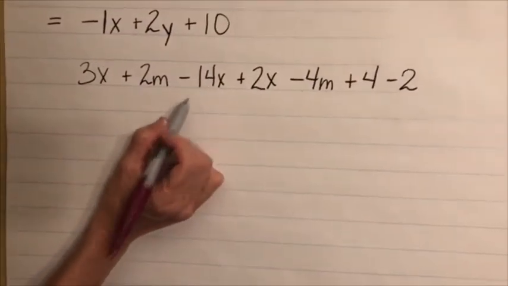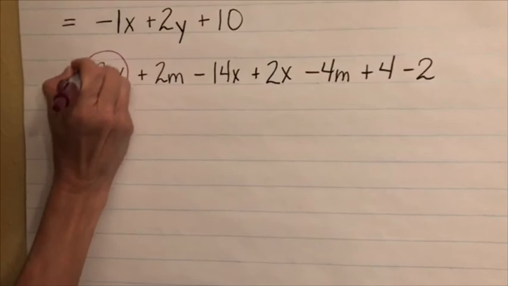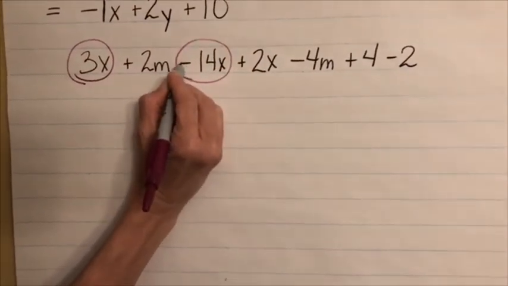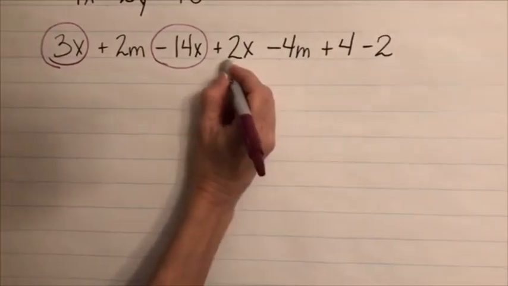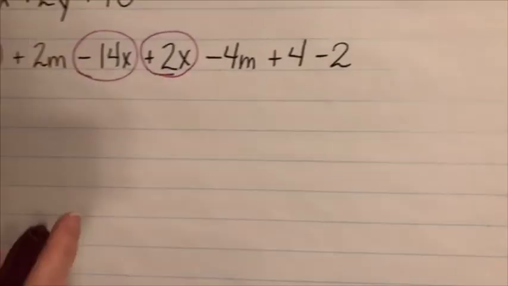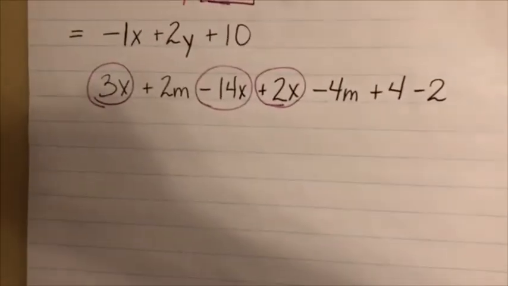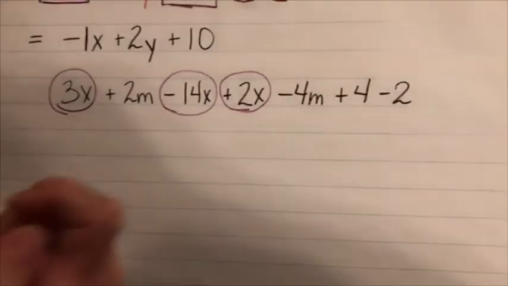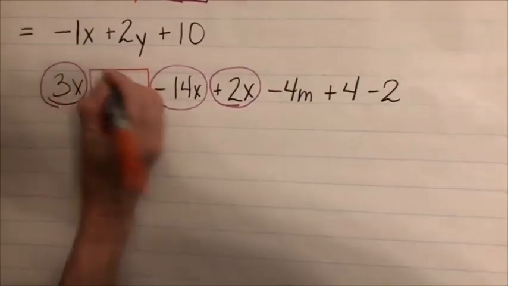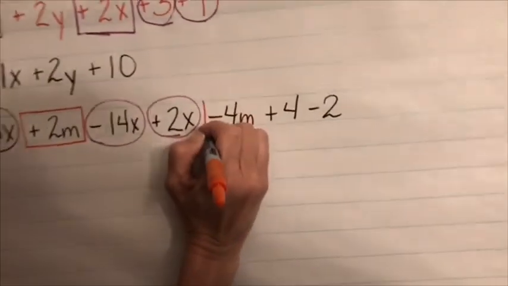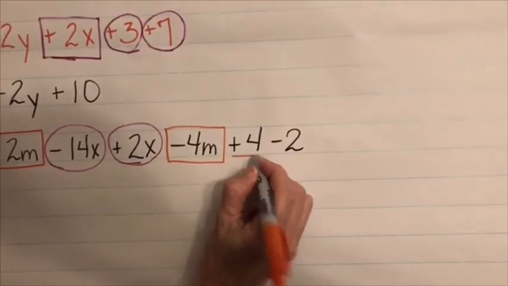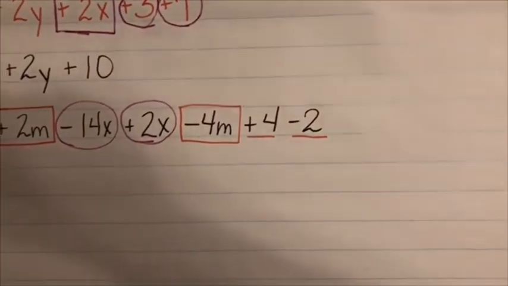So I'm going to look for all my x terms. Okay, I have 3x. I have negative 14x, because I'm going to remember that that negative sign goes with the 14x. I have a positive 2x, and that's it. I have a positive 2m. I'm going to do a square around my positive 2m, and I have a negative 4m. And then I have these two constants, positive 4 and negative 2. I'm just going to underline them.